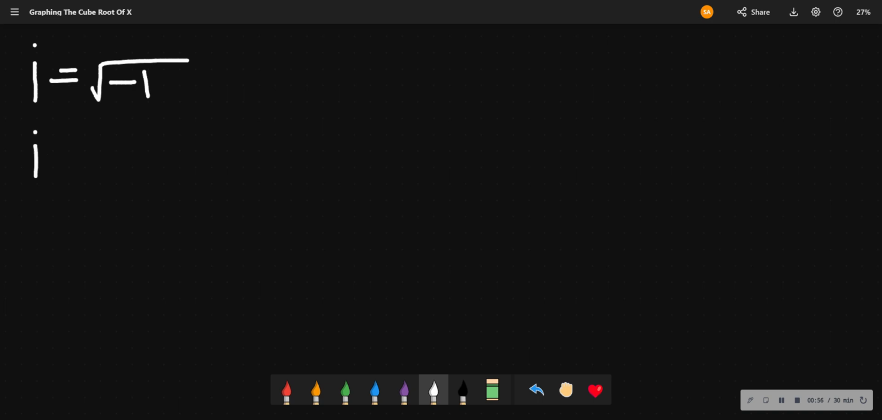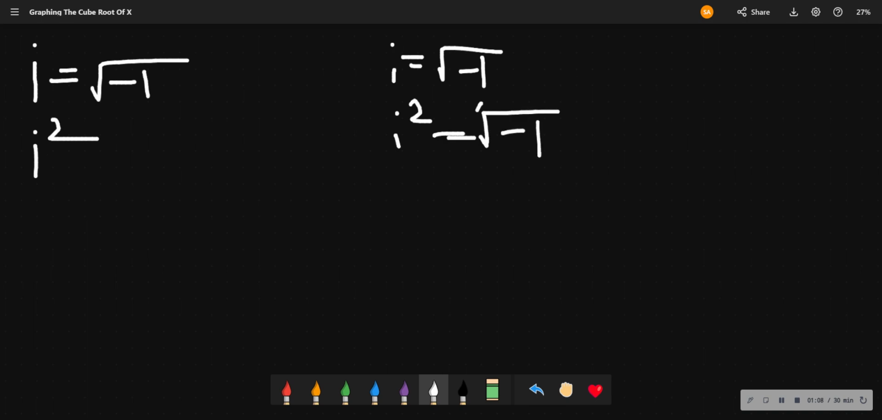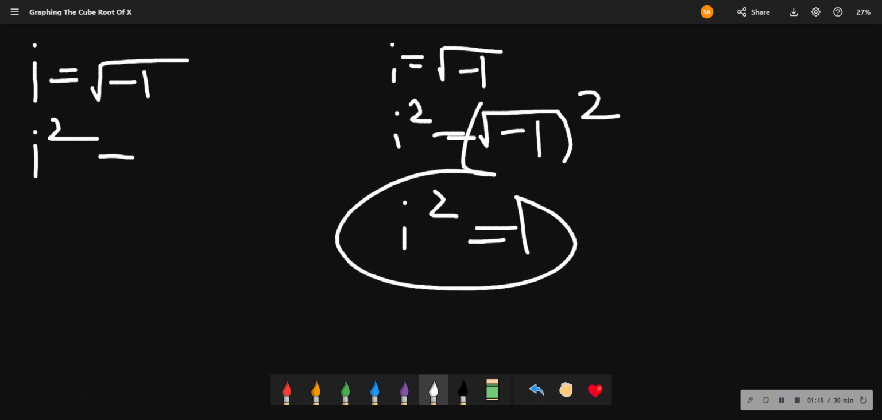So i is equal to the square root of -1. So what's i squared? If i is equal to the square root of -1, i squared should be the square root of -1 squared. So i squared theoretically should be -1. And that is correct. i squared is -1.